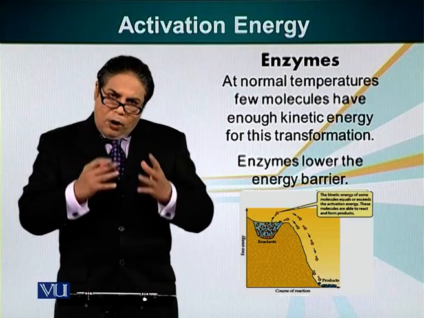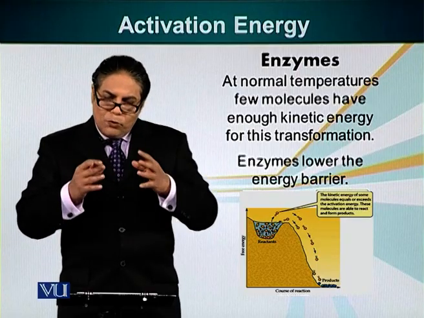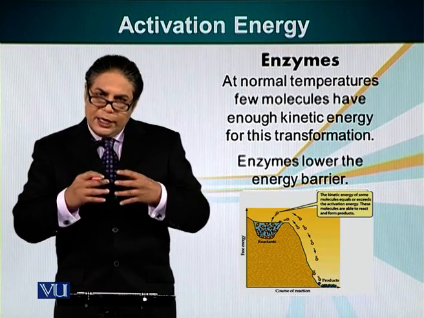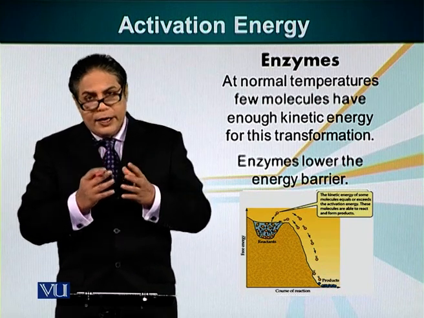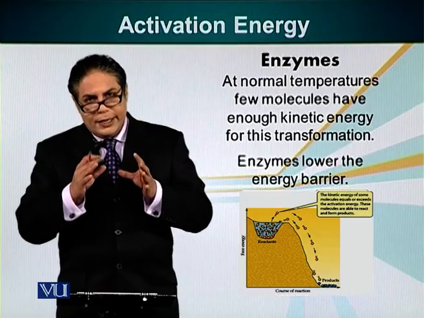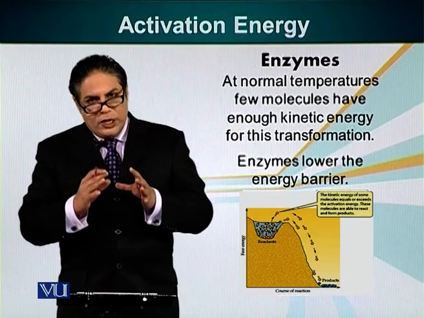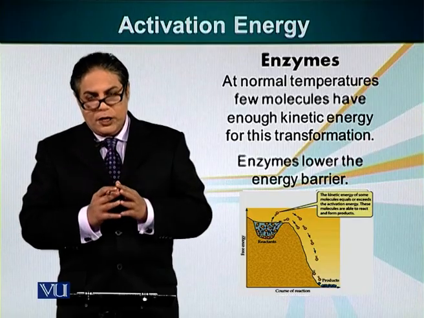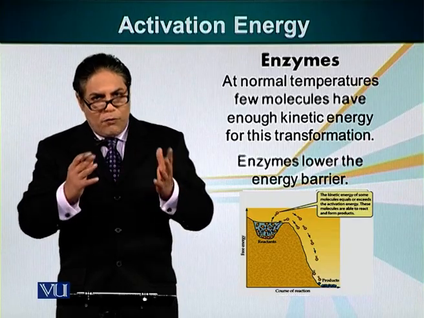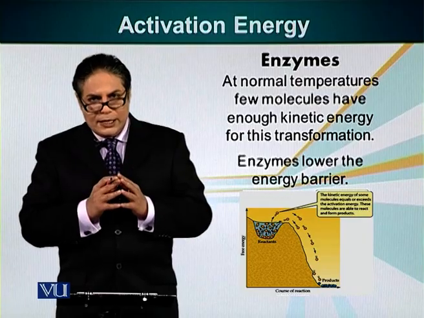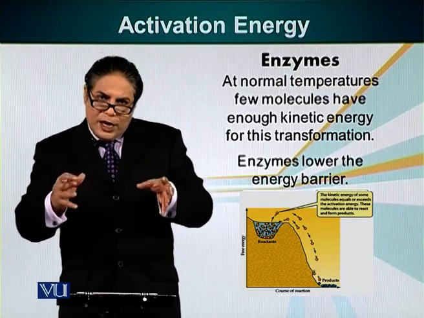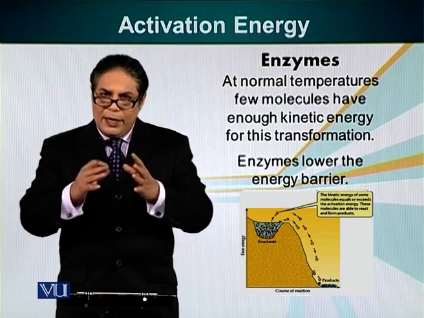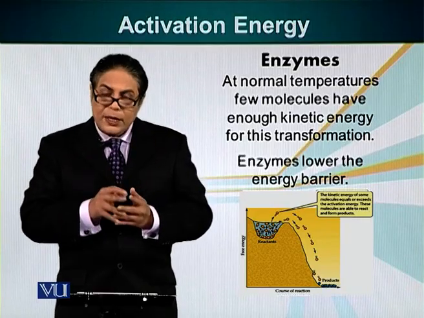So at normal temperatures, only a few molecules have enough kinetic energy. Kinetic energy, I would like to mention, is basically the average kinetic energy of the system. That is the definition of temperature. So at a specific temperature, say for example 25 degrees Celsius, we are saying that the average kinetic energy of molecules of methane, for example, is a specific number.